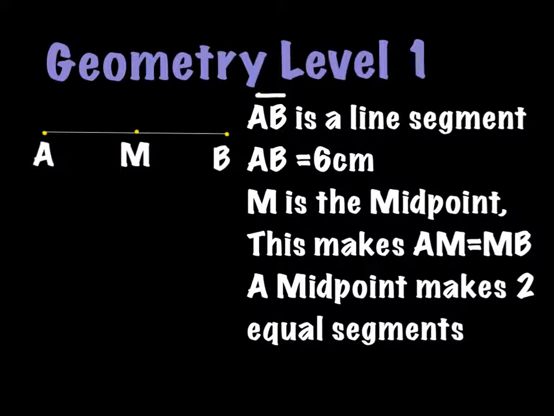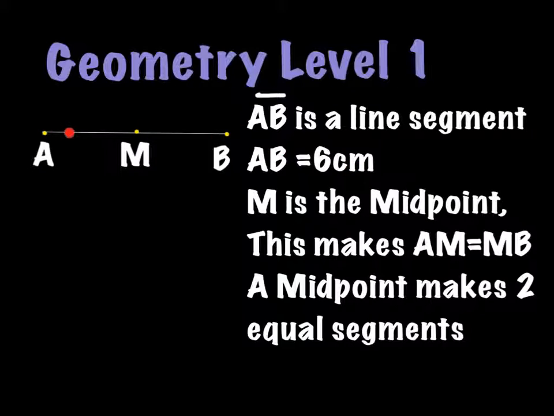This is geometry, level 1, the basics that you need to know for geometry. Let's begin by talking about a line segment. A line segment is a series of points on a straight path that connect two endpoints together. So AB is a segment or a side, and it's marked by a little segment symbol above the two letters. Every line segment has a length, and on my computer from A to B is about 6 centimeters.